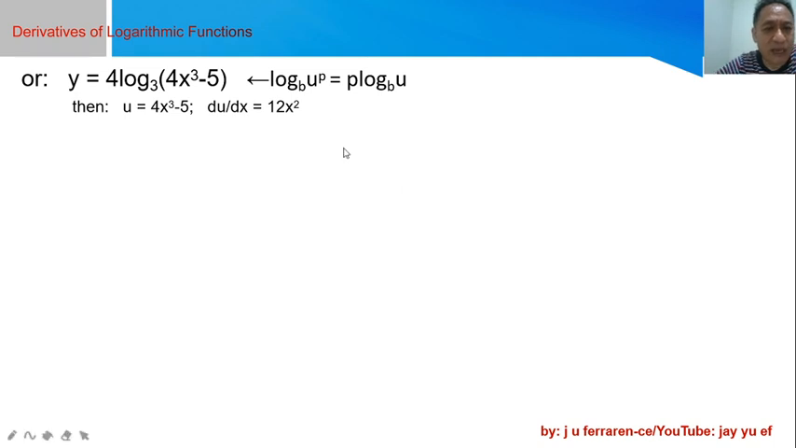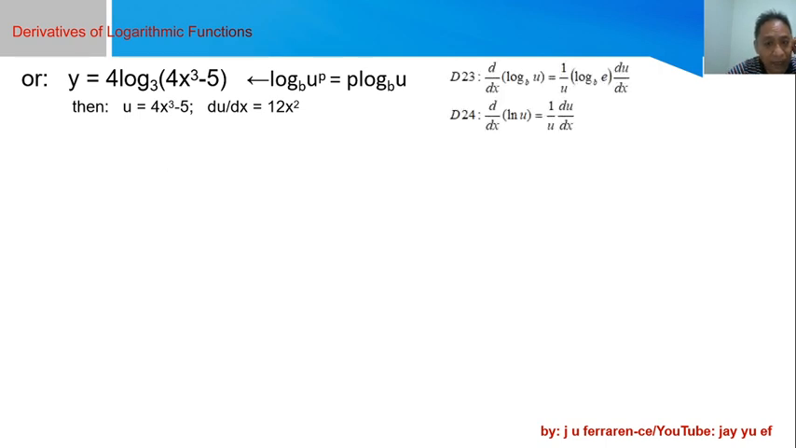So, if we have a logarithm of u raised to power p, then that exponent can be taken as a factor. So that's what I did when this is raised originally to 4. So my 4 is now taken as a factor of a logarithmic function. So my u is only the 4x cubed minus 5, the du dx of which is 12x squared. And following the same formula, we have a dy dx.